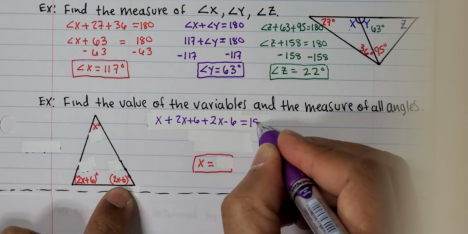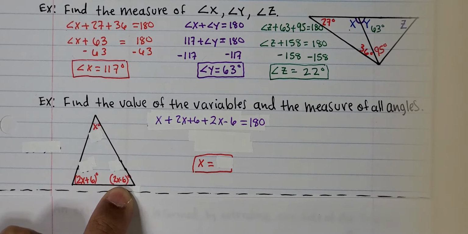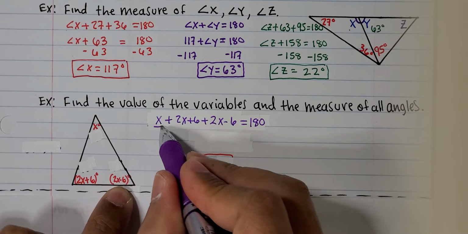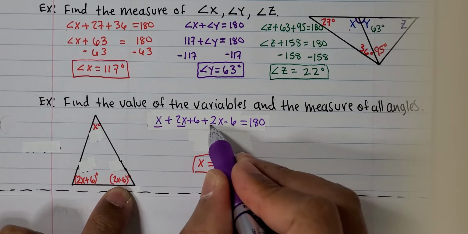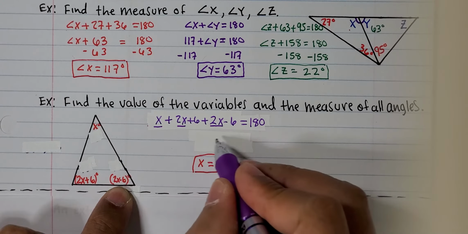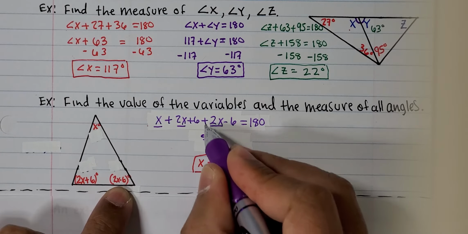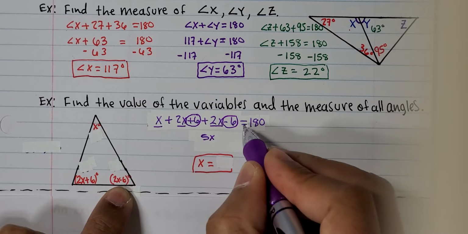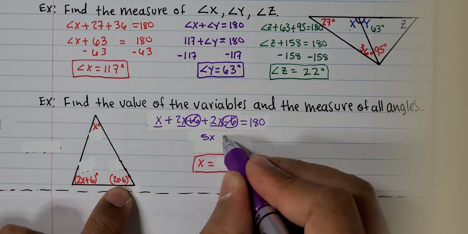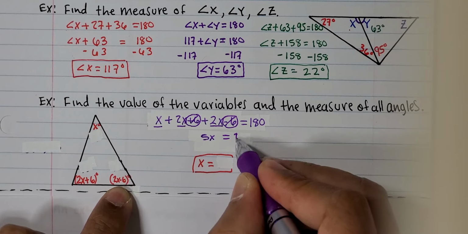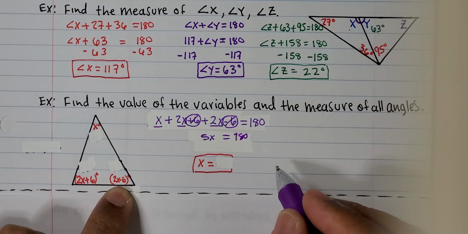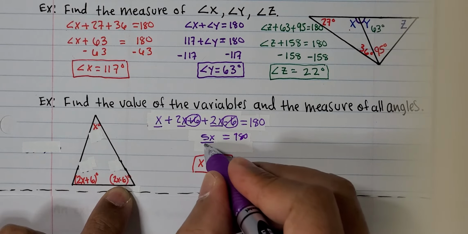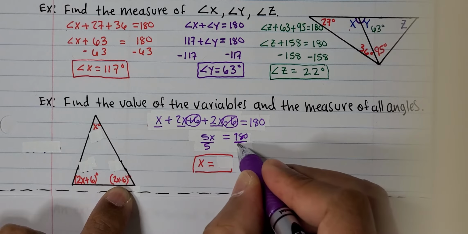All three angles have to add up to 180, right? And then I'm going to combine like terms. So x plus 2x plus the other 2x, that's 5x. And if you see this positive 6 and this negative 6, they cancel each other out. So then I just have 5x equals 180, right? And then I'm going to divide by 5 on both sides of the equation.